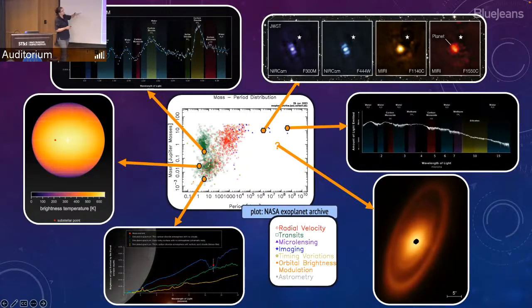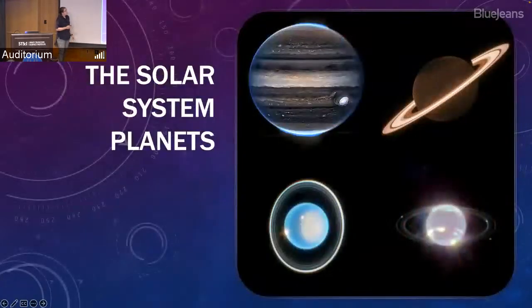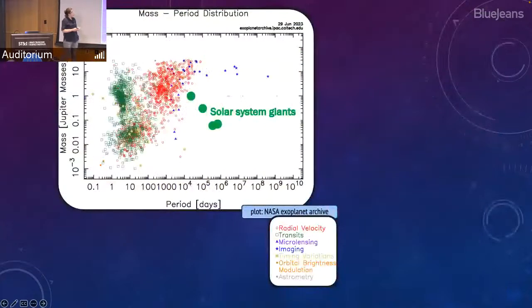This is just some of the figures that I grabbed from some of the most exciting press releases, including a couple of the ERS results, which I think you'll hear a lot about in the next talk. And of course, we've also seen these really exciting pictures of the solar system planets. But one thing that I wanted to highlight was that the solar system planets are actually quite different to any of the planets that we look at when we study exoplanets.